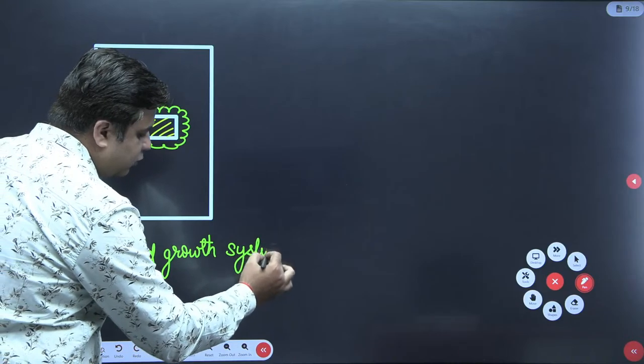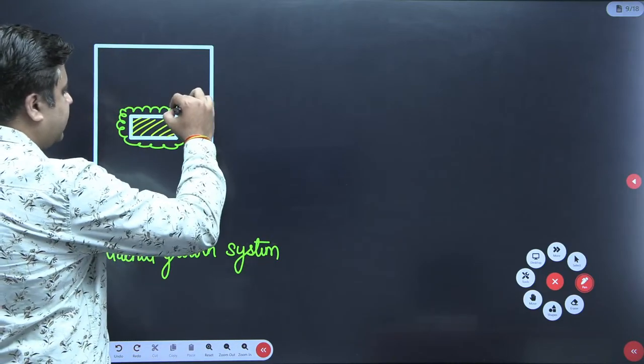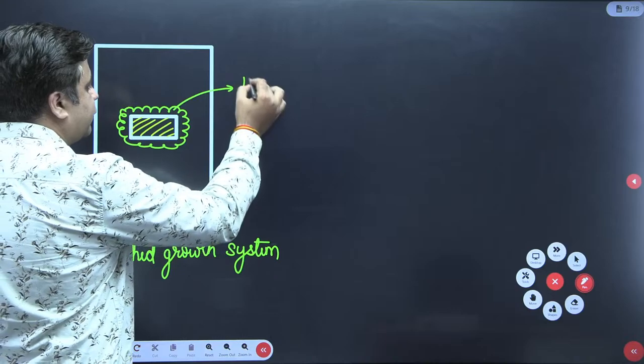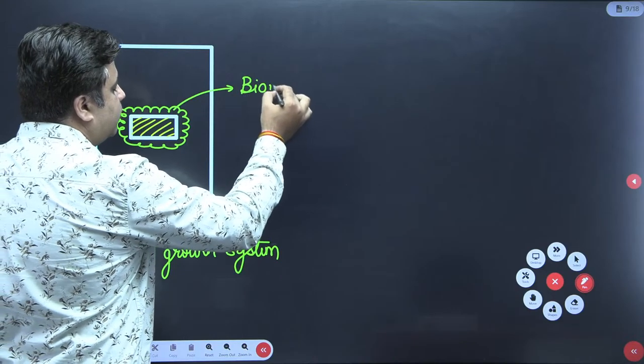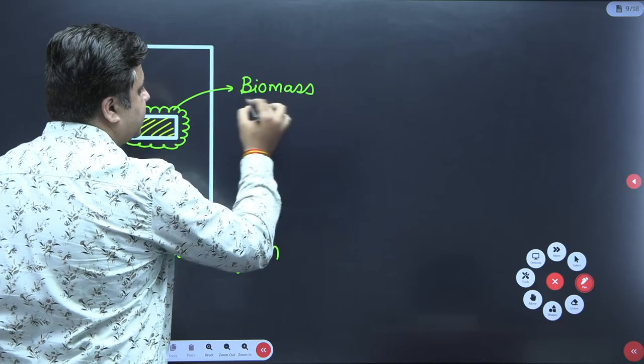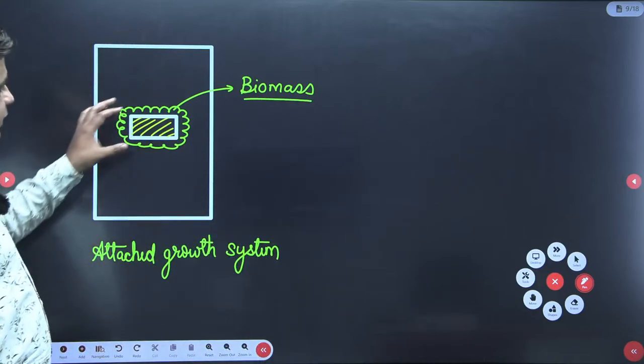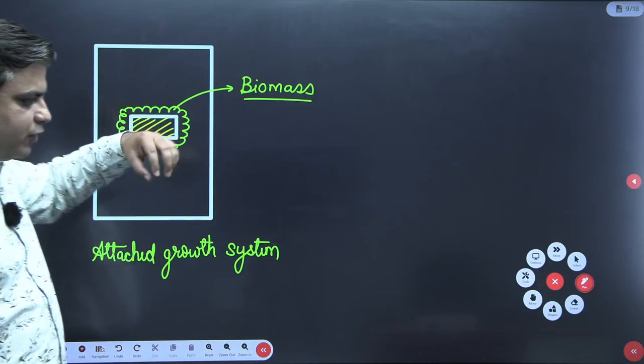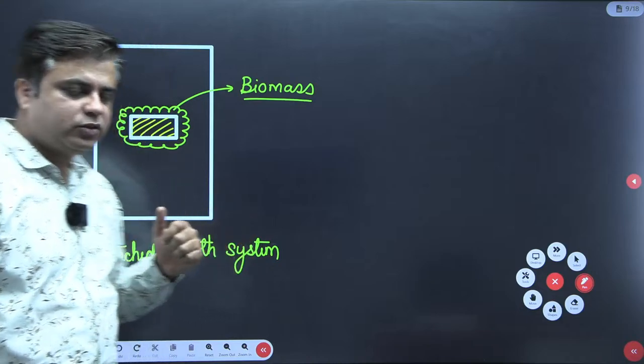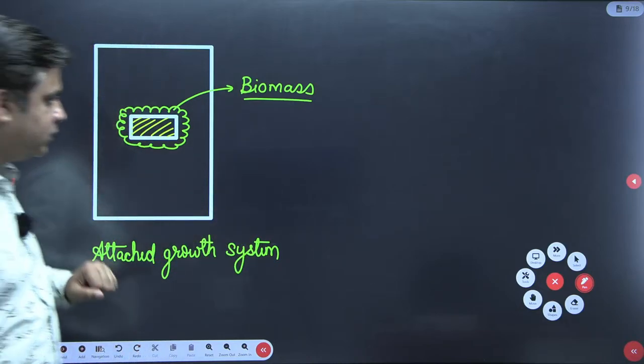So in attached growth system, the biomass layer will be sticking over the surface, where these microorganisms can sit comfortably and carry out the decomposition. So this is known as your attached growth system.